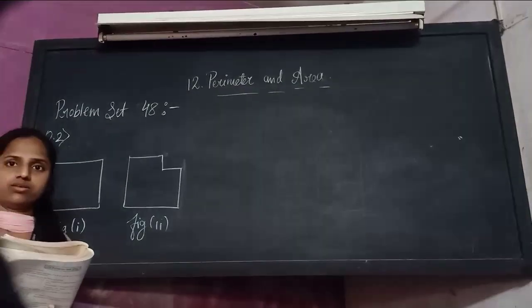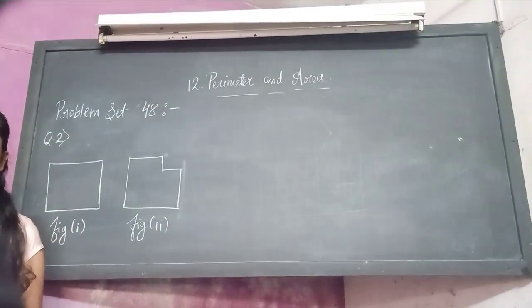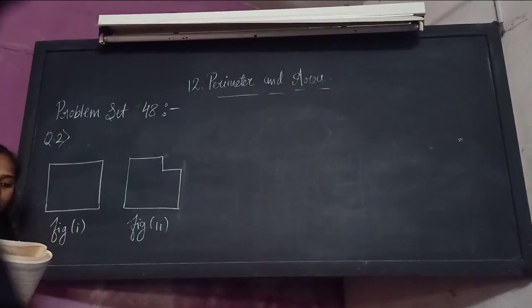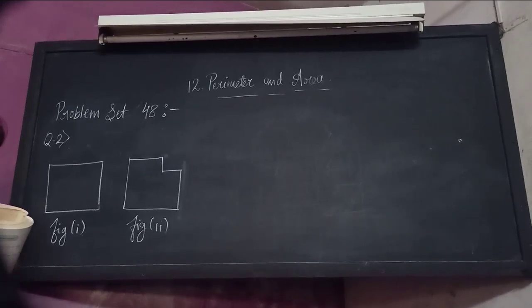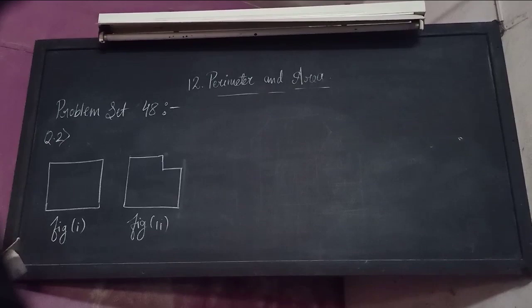Okay, now let's see the second question. If a square of side 1 centimeter is cut out of the corner of a larger square with side 3 centimeter, what will be the perimeter of the remaining shape? Okay, here we have a square. The side of the square is given, that is 3 centimeter.